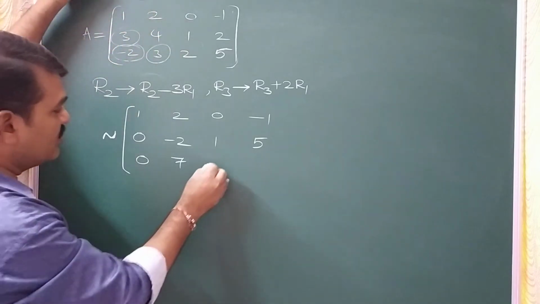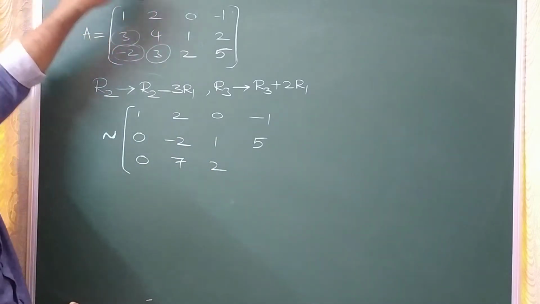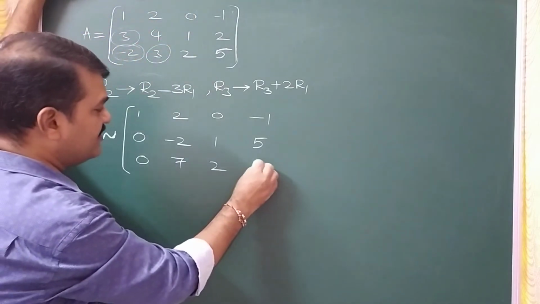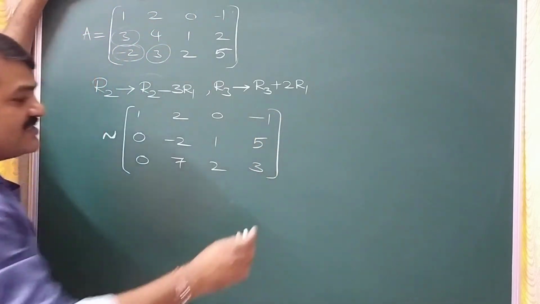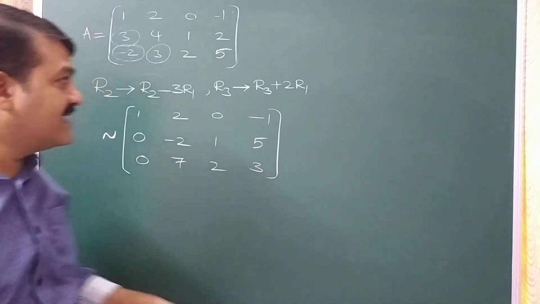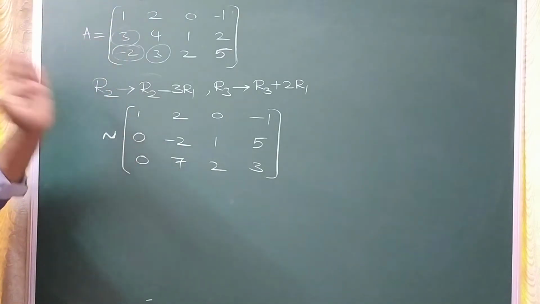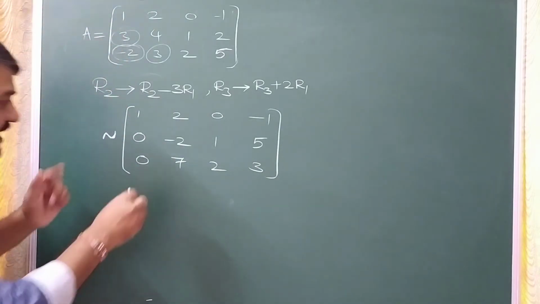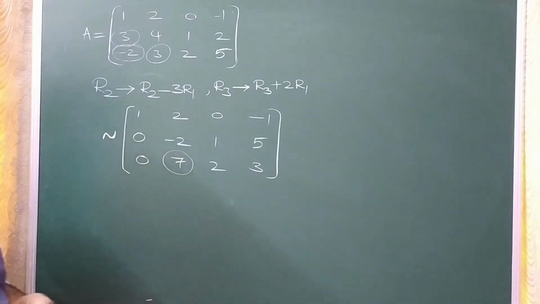2 plus 0, 2 only. 5 minus 2, you will get 3. So our first mission is completed. That is getting 0 in these two places. First step is completed. Second step, we want to get 0 here.